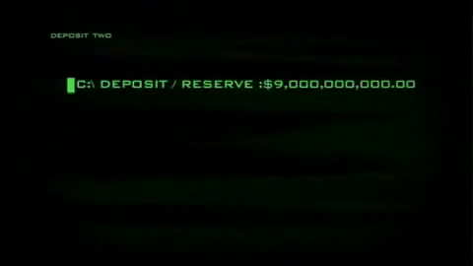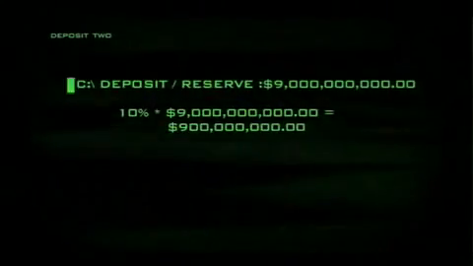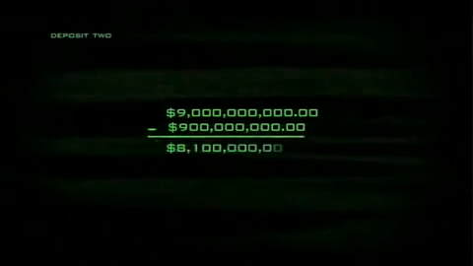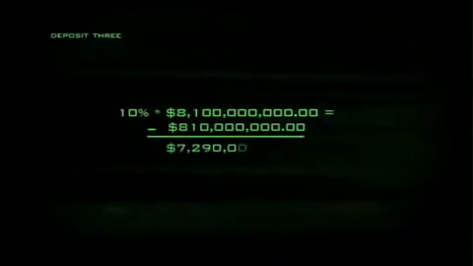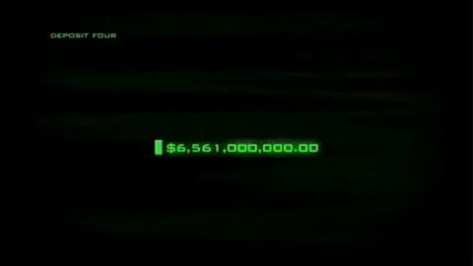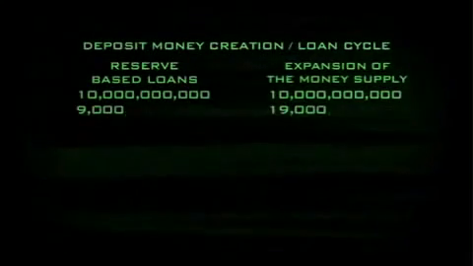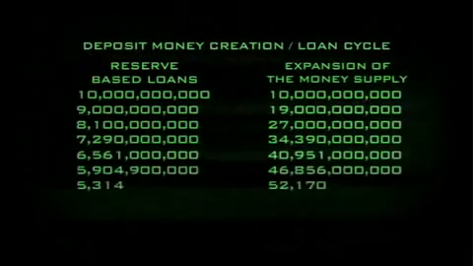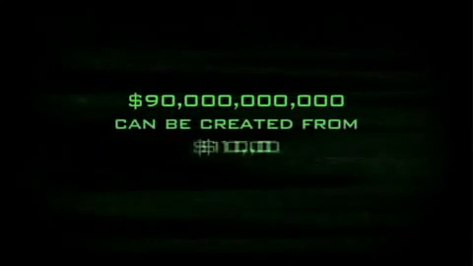The process then repeats, for that deposit becomes part of the bank's reserves. 10% is isolated, and in turn 90% of the $9 billion, or $8.1 billion, is now available as newly created money for more loans. And, of course, that 8.1 can be loaned out and redeposited, creating an additional 7.2 billion, to 6.5 billion, to 5.9 billion, etc. This deposit money creation loan cycle can technically go on to infinity. The average mathematical result is that about $90 billion can be created on top of the original $10 billion.